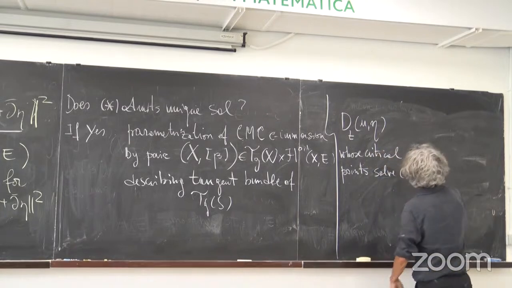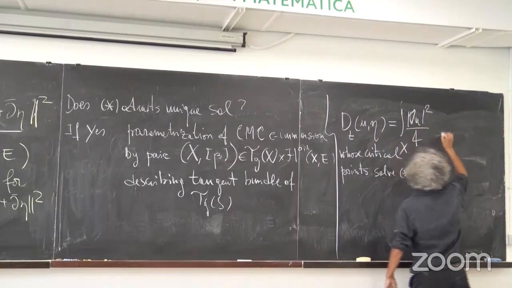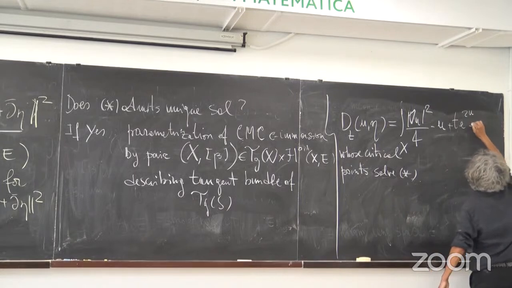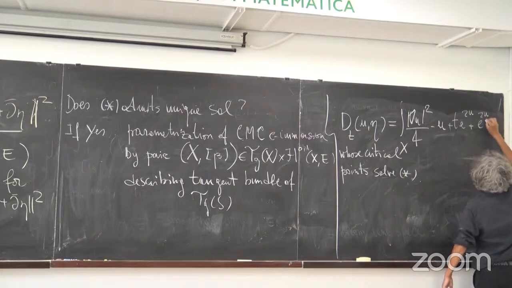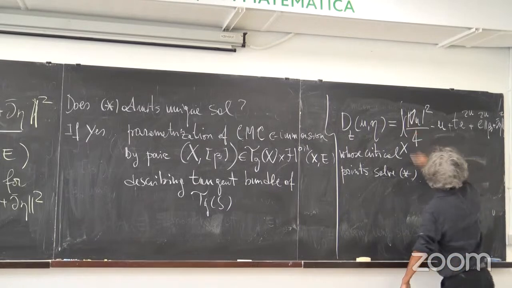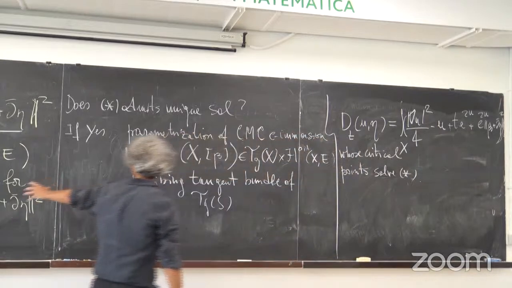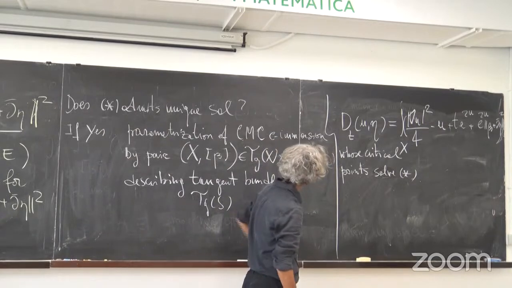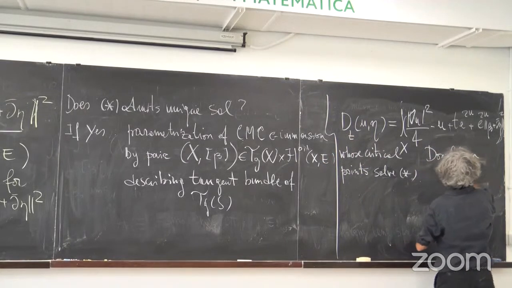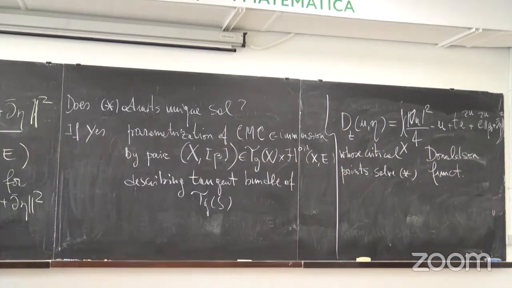And the function, you can write it as the integral over X of the gradient of u squared over 4 minus t e to the 2u, and then plus e to the 2u times beta naught plus d by beta squared. Okay? This is everything in the background metric. So this is the functional whose critical points are solutions of the problem. And Gonsalves and Uhlenbeck referred to this functional as the Donaldson functional.